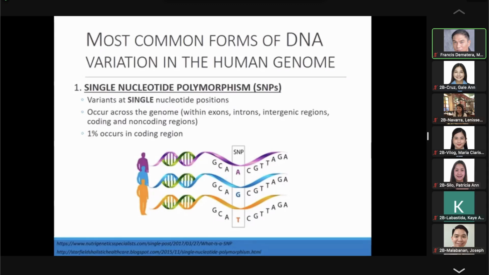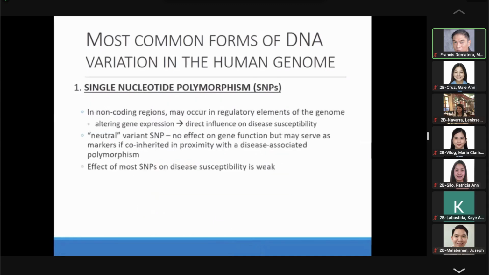Only about 1% occurs in the coding regions. The non-coding regions may occur in regulatory elements of the genome, thereby altering gene expression and causing a direct influence on disease susceptibility.